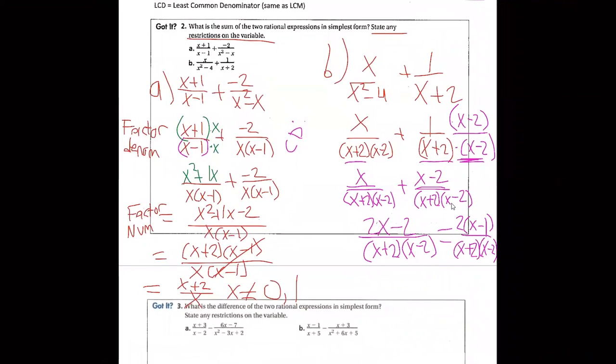Remember, it does say state any restrictions. Basically, what can't you plug in for x? So in this problem, you couldn't plug in -2. You couldn't plug in +2. That would make your fraction equal 0 on the bottom. I know it's been a little bit of a gap, but where would you have any holes or any vertical asymptotes? Those would be restrictions on the variable.